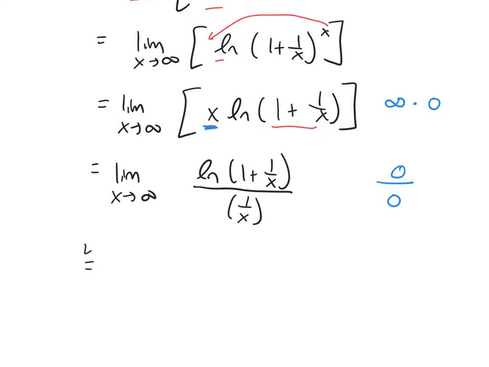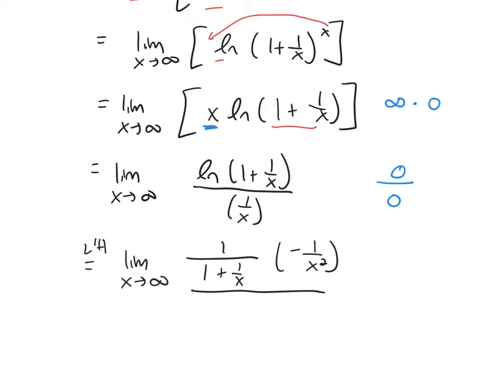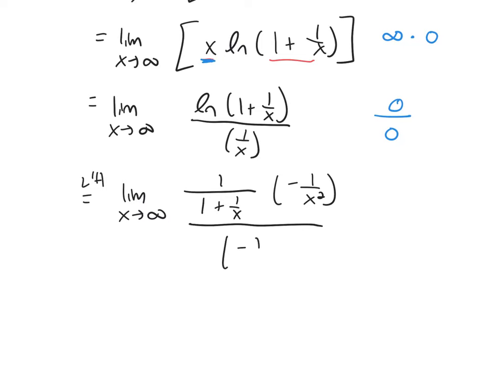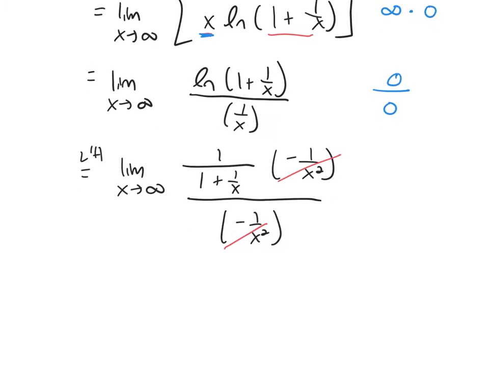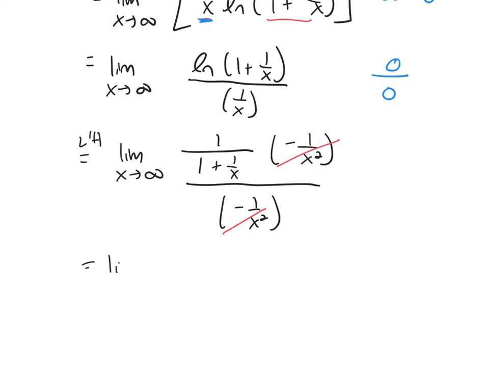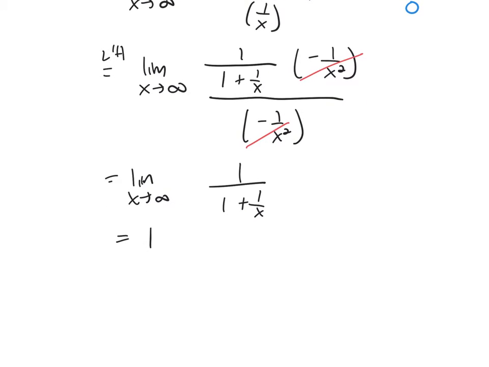Here, the limit as x goes to infinity, you have to take the derivative of this. The derivative of that is 1 over 1 plus 1 over x times the derivative of 1 over x. We have to use the chain rule here. The derivative of 1 over x is negative 1 over x squared. So these two things are going to cancel. And now I'm looking at the limit as x goes to infinity of 1 over 1 plus 1 over x, which is 1.